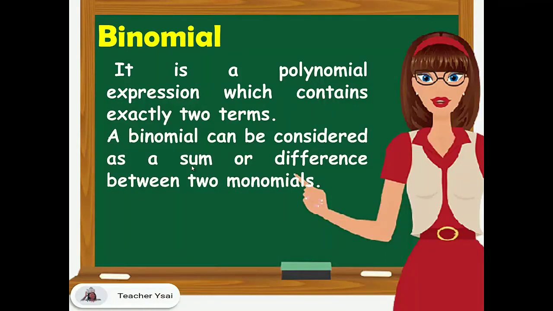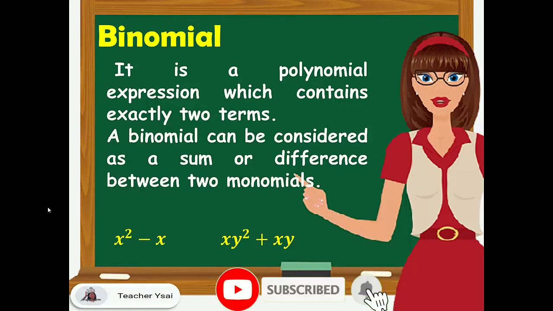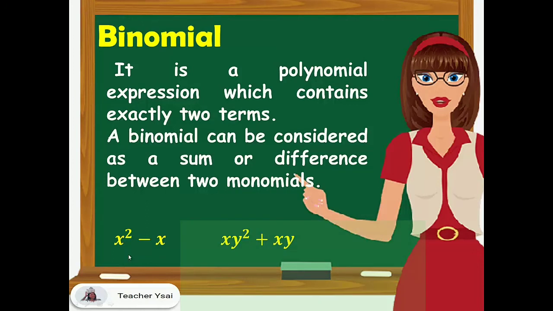A binomial can be considered as a sum or difference between two monomials. Examples: x squared minus x, xy squared plus xy. These are considered binomial since they contain exactly two terms. For the first example, we have two terms, x squared and x. For the second example, we have the terms xy squared and xy.